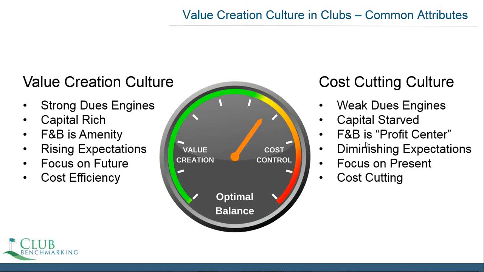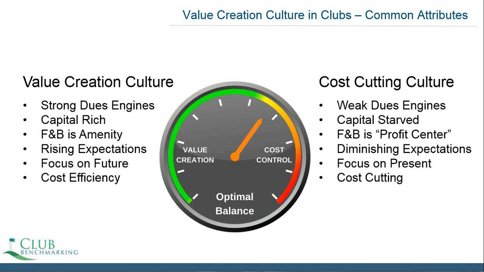And the member, as a result of the top three, what do you tend to get? Some cultural behaviors, which are a diminishing expectation, right? The mindset tends to be how much can we cut and keep people just happy enough. Very focused on the present. They're not looking 2 or 3 years down the road. They're worried about how the heck we're paying the bills, and how do we drive this budget that we've currently got, and it tends to be cost cutting.